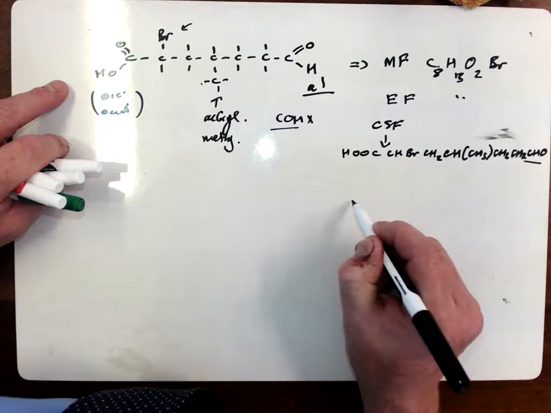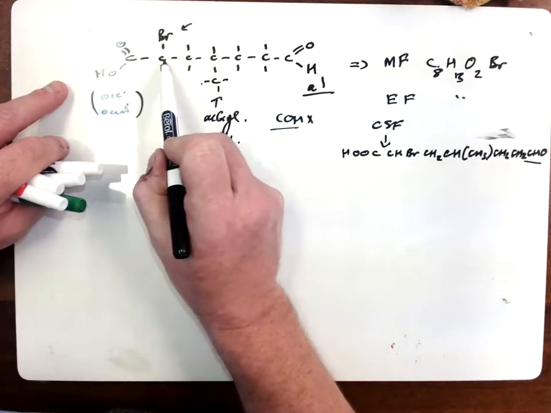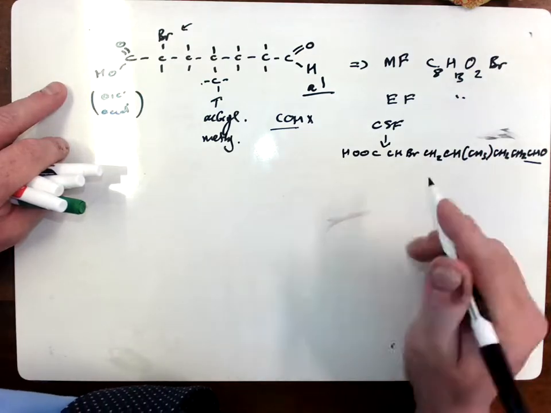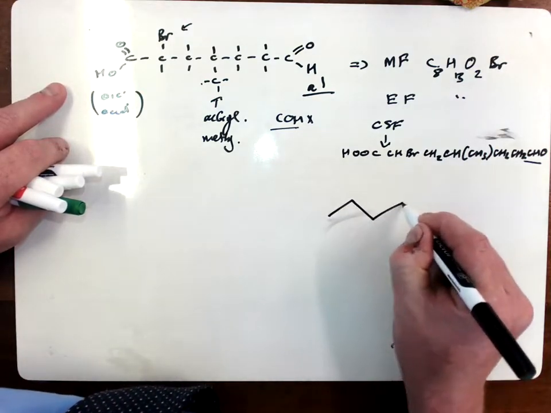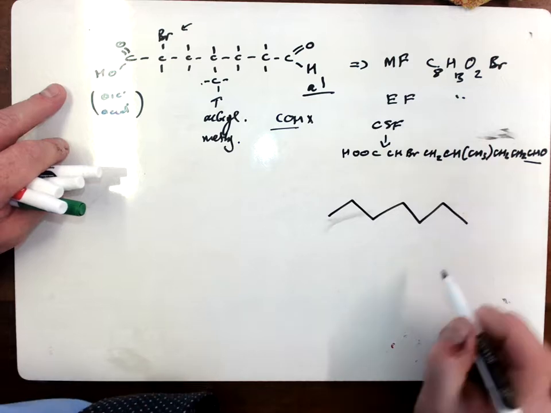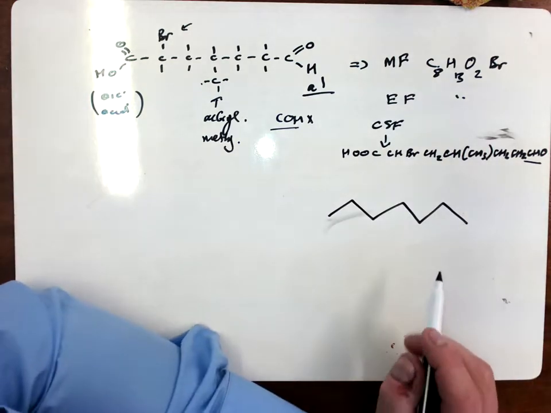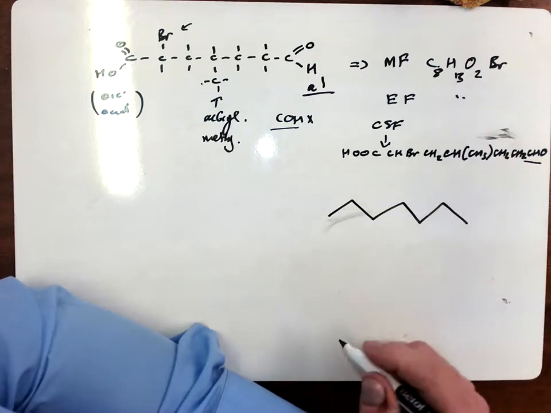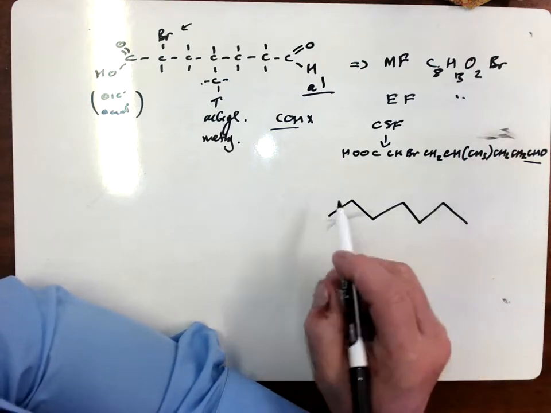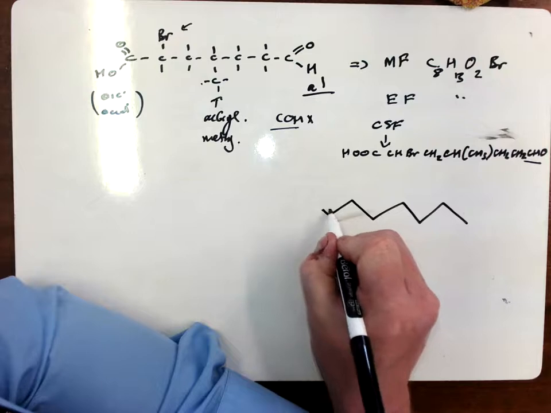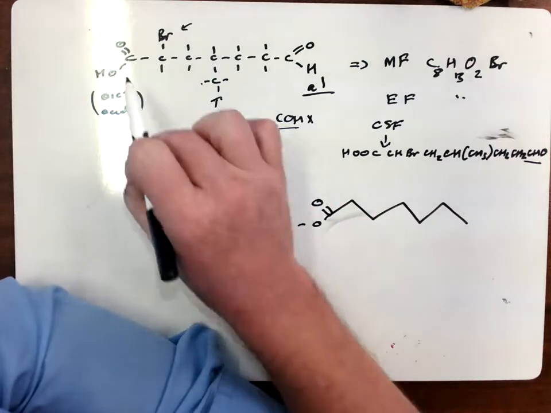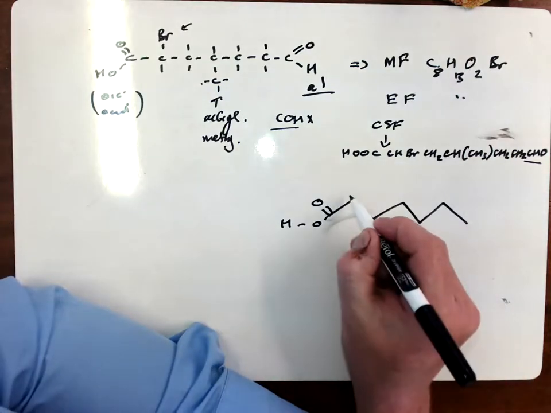So again, we will have, let's see, 1, 2, 3, 4, 5, 6, 7. Always double check in case you stick an extra one in. So 1, 2, 3, 4, 5, 6, 7. It's always worth having a double check. And then we have our group at the end, which is my carboxylic acid group. That's that sorted.